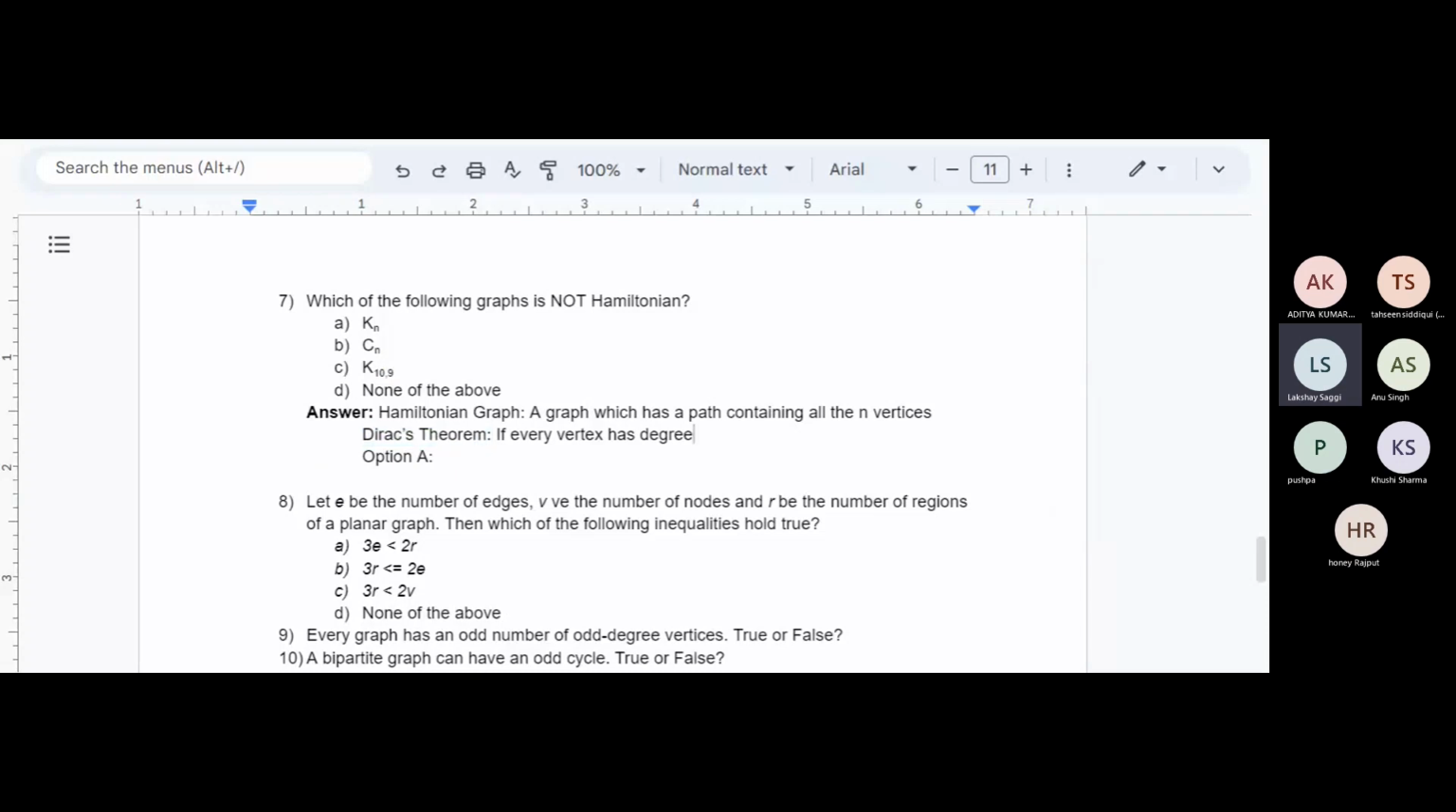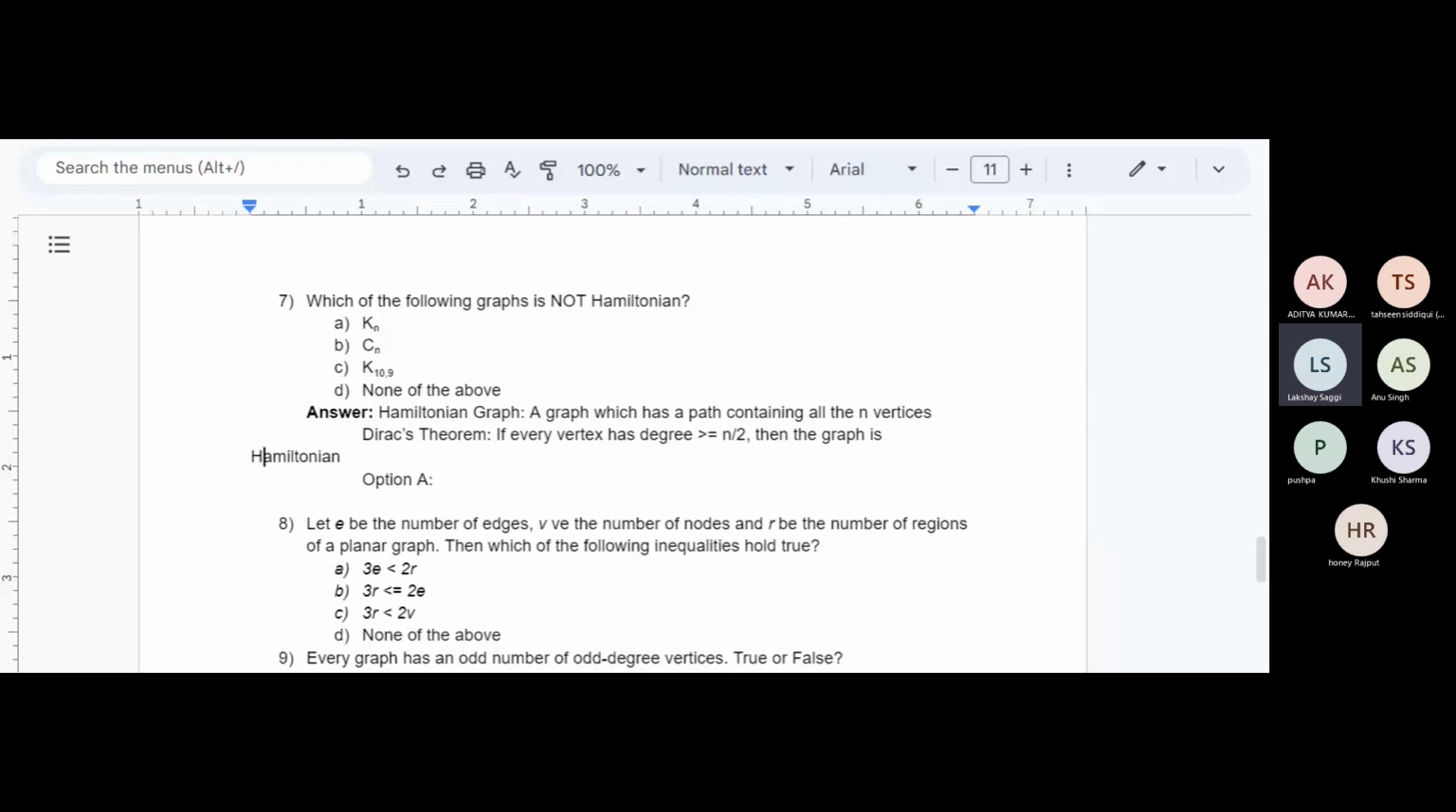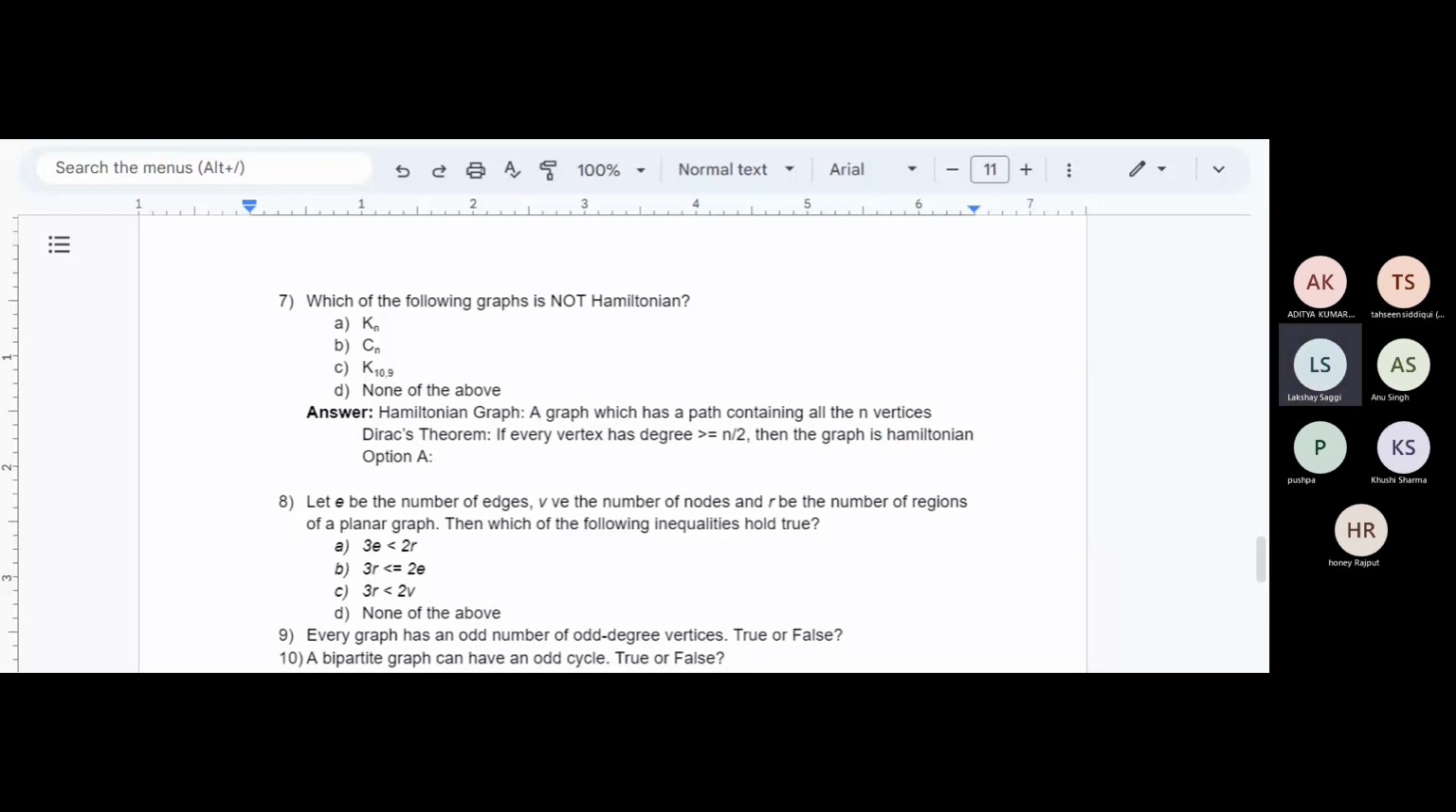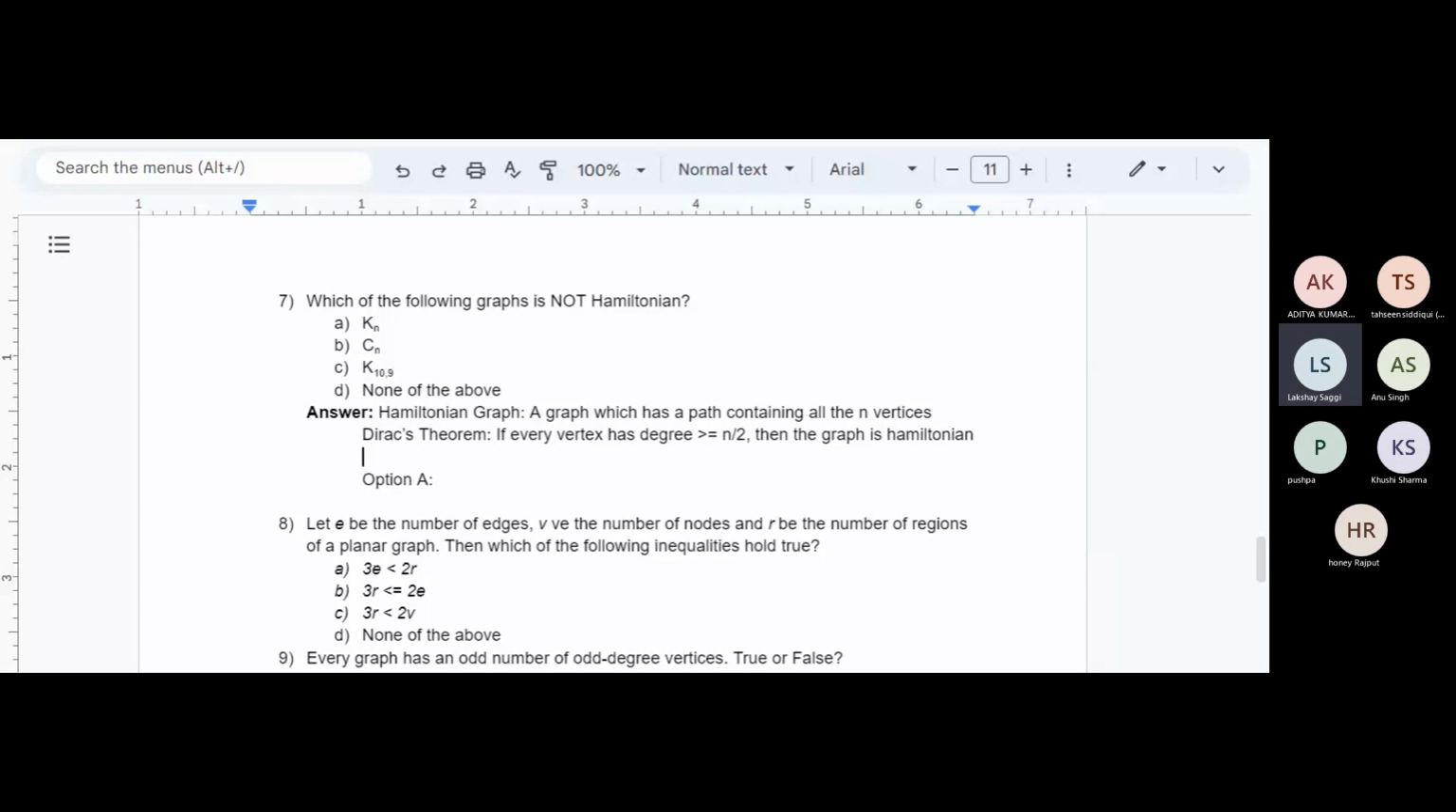You can see some lectures also that if every vertex has degree greater than equals to n by 2, then the graph is Hamiltonian. So this is the statement of Dirac's theorem. I'm not discussing its proof or anything. I'm just stating the same as has been discussed in the lectures. And similarly, there is also a theorem. I'm just stating both of these theorems because generally when you need to check whether the graph is Hamiltonian or not, these two theorems are pretty useful.